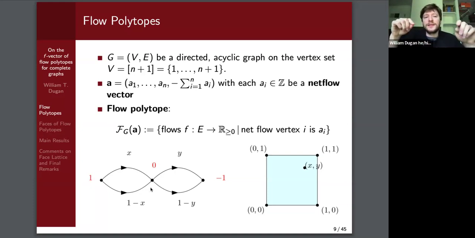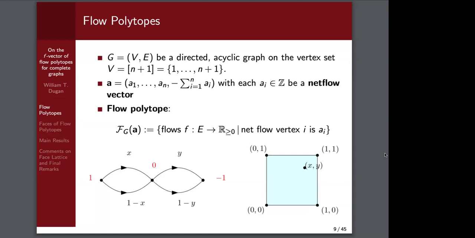But in reality, we say integrally equivalent. We can project down to 2 dimensions. It's integrally equivalent to this unit square. So integral equivalence is just there's some affine transformation that preserves the integer points. Okay, so this is the definition of a flow polytope. Any questions before we move on?